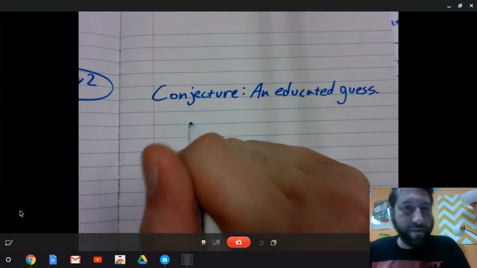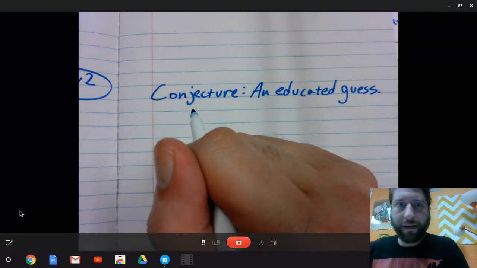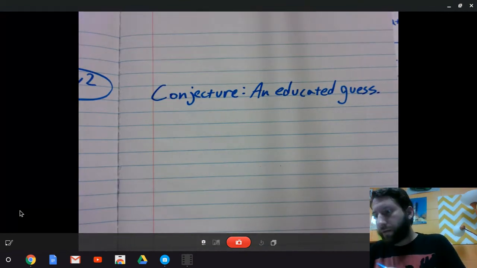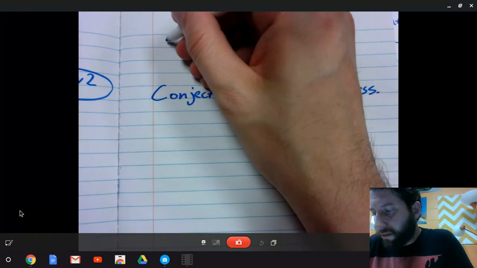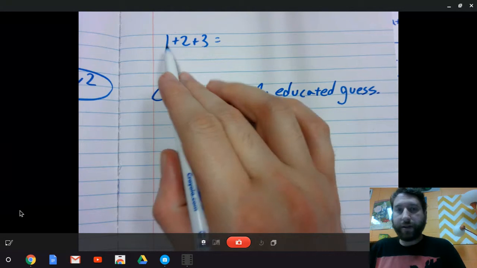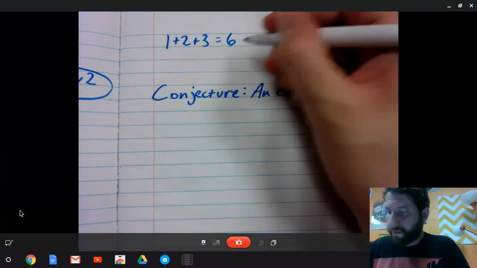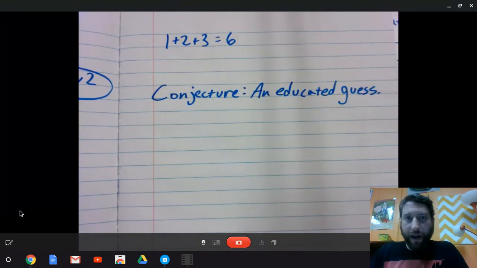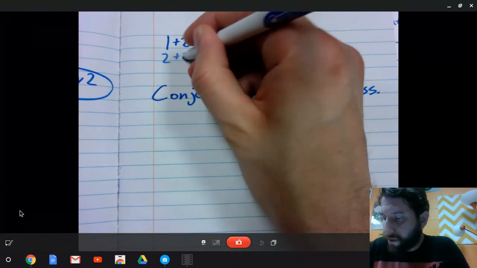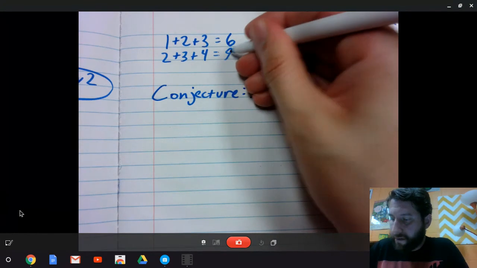Now, I'm going to give you an example of a conjecture. Suppose we talk about adding consecutive numbers. How about consecutive whole numbers? So let's add three of them together. 1 plus 2 plus 3, so I have three consecutive whole numbers, which of course equals 6. Now let's see what happens if I add another three consecutive numbers. Let's just start with the 2. So 2 plus 3 plus 4. If I add that together, I get 9.